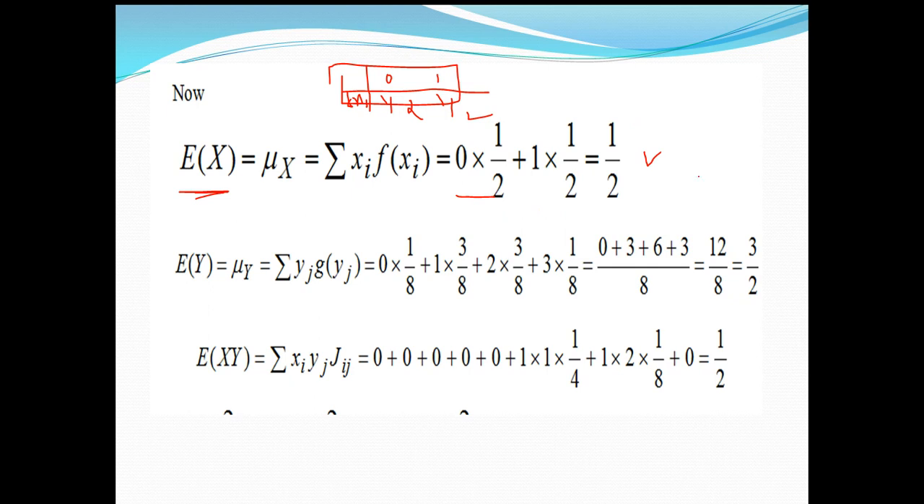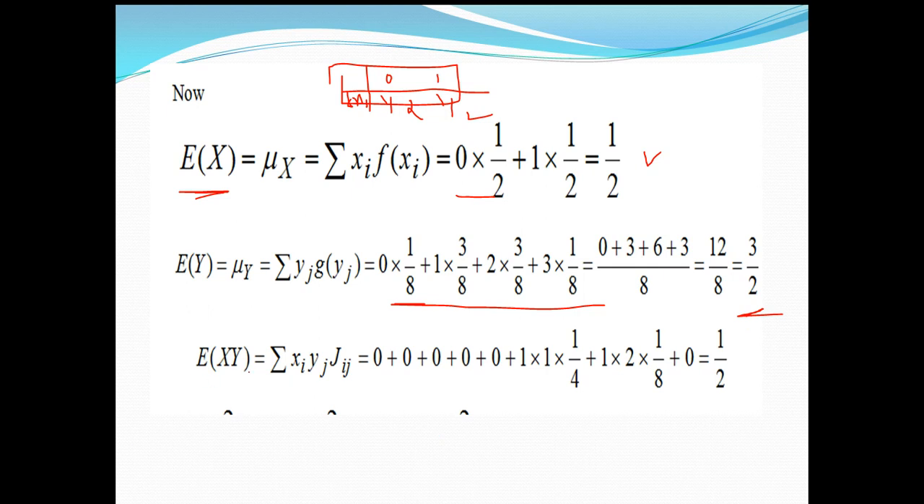Expectation of x is 1 by 2. Now let me move on to expectation of y, that is mu y. The formula for the y distribution is summation yj into g of yj. We can see the y distribution table and find the data: 0 into 1 by 8 plus 1 into 3 by 8 plus 2 into 3 by 8 plus 3 into 1 by 8. From the y distribution table, calculating this, we get 3 by 2.